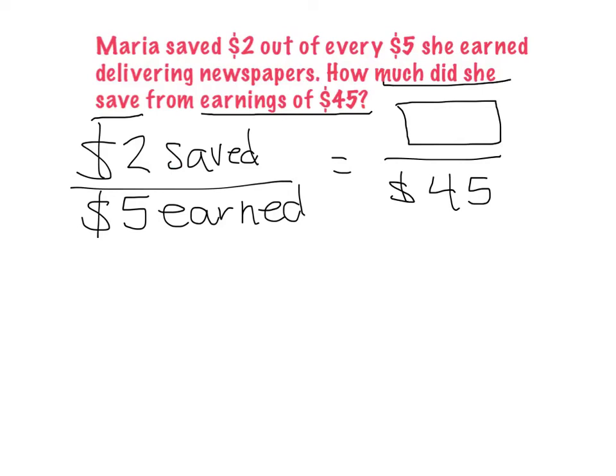So now using this, I've got everything set up the way I needed it to be. I'm going to say 5 times what number equals 45. Fill that in: 5 times 9. And then whatever I do to the bottom, I have to do to the top. So 2 times 9 is $18. Whoops, 2 times 9 is $18. So she saved $18 if she earned $45.